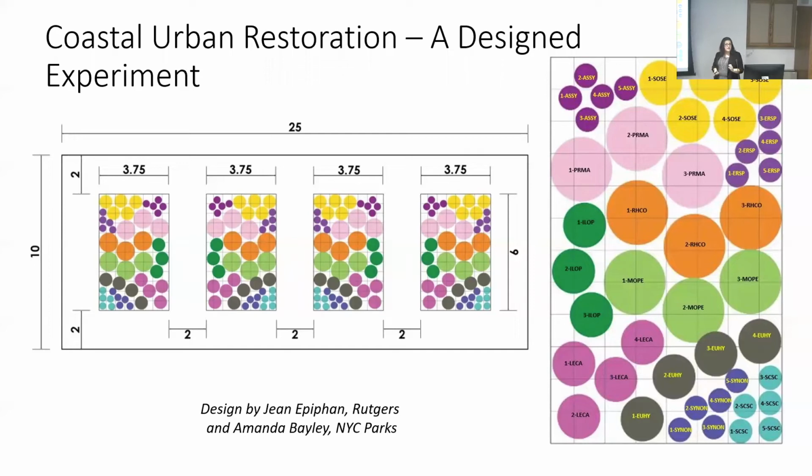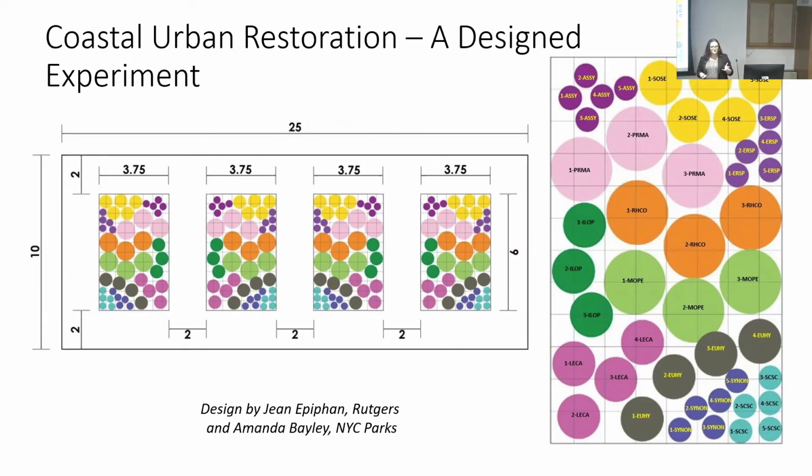So we worked with Amanda Bailey, who was a landscape architect at New York City Parks at the time, and we designed this experiment. We call it a designed experiment after Alex Felson's work, and designed our different species and their distribution so that it would look pretty eventually when it grew in, for people to walk through and say, oh, hey, I really like New England aster, I'm gonna plant this in my yard. Or hey, I really like Prunus maritima, which is beach plum.